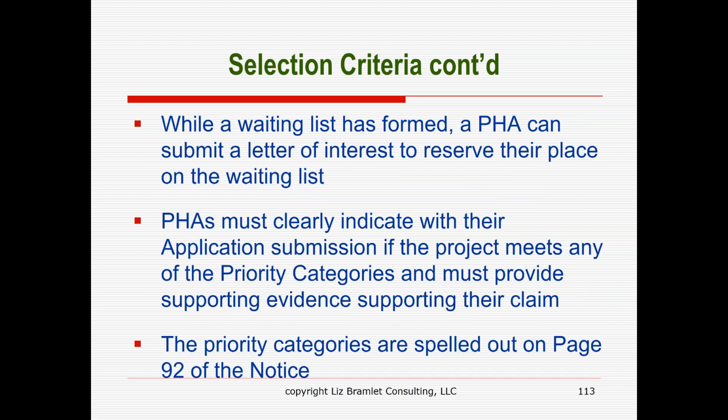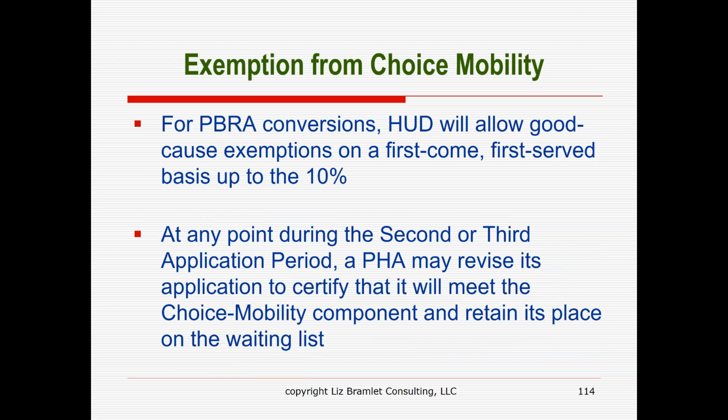Now, while a waiting list has formed, a PHA may submit a letter of interest to reserve their place on the waiting list. And you must clearly indicate with your application submission if the project meets any of the priority categories and must provide supporting information of that claim. And you can see there's a lot of detail. If you go to page 92 of the notice, you will see what the priority categories are.